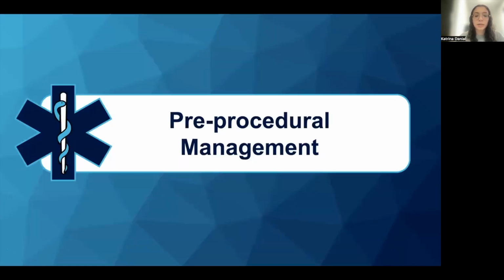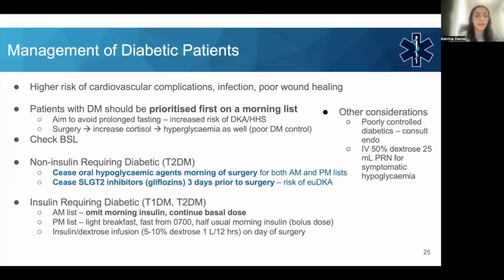All right, so now let's talk about pre-procedural management or pre-op care. Let's talk about the diabetic patients. This is quite complex, I think, as a third year, but it came up on our exam last year. So basically, why do we care about diabetic patients? They have a high risk of complications from a cardiovascular point of view, a high risk of infection at the wound, and also have poorer healing of the wounds.